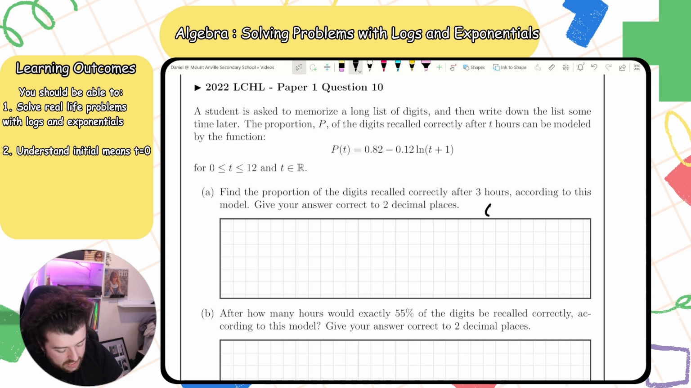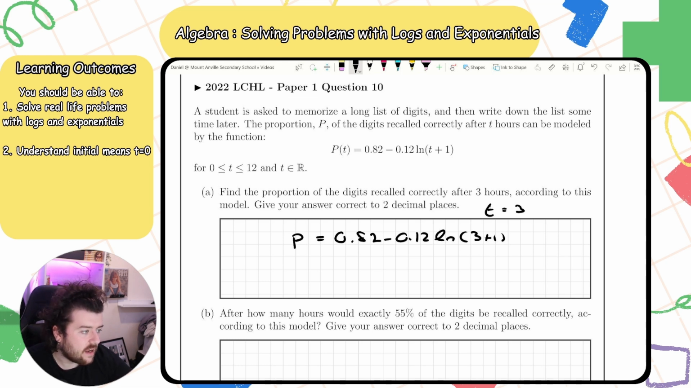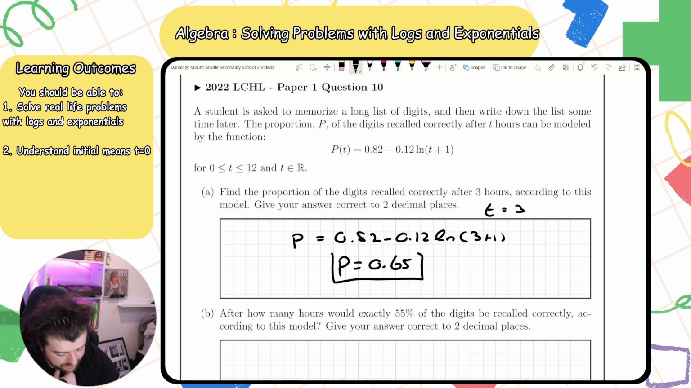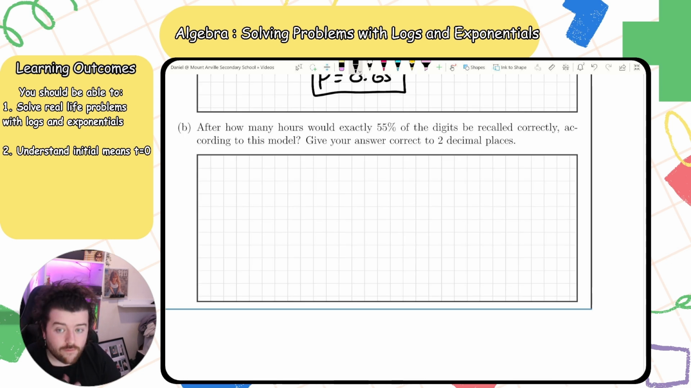So t is equal to 3. So we sub it in. p is equal to 0.82 minus 0.12 ln(3 plus 1). Put that into your calculator. You should get 0.82 minus 0.12 ln 4, and we're going to get p is equal to 0.65. I said 2 decimal places, 0.65. There you go. Right, okay, let's look at part B.